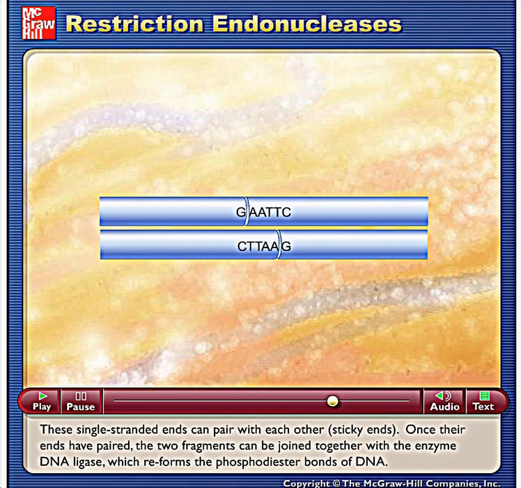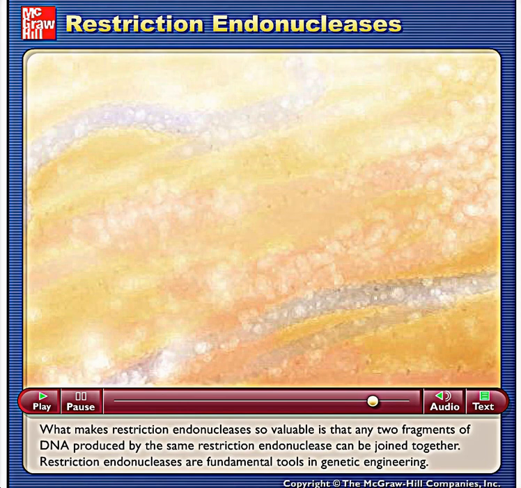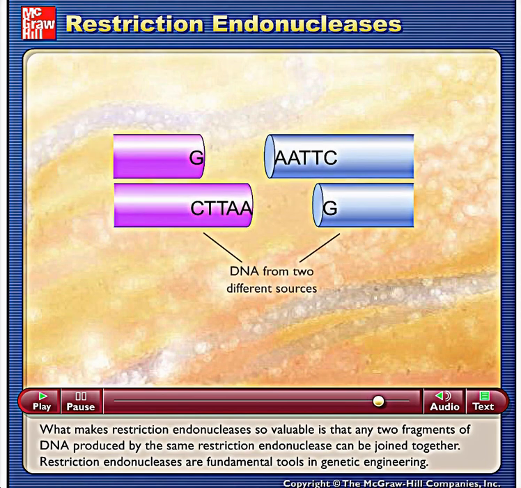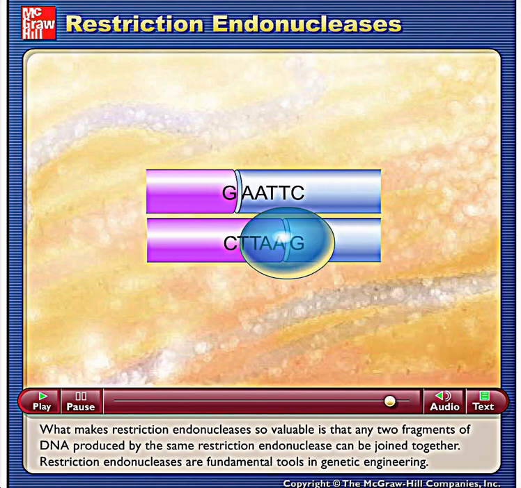Once their ends have paired, the two fragments can be joined together with the enzyme DNA ligase, which reforms the phosphodiester bonds of DNA. What makes restriction endonucleases so valuable is that any two fragments of DNA produced by the same restriction endonuclease can be joined together. Restriction endonucleases are fundamental tools in genetic engineering.